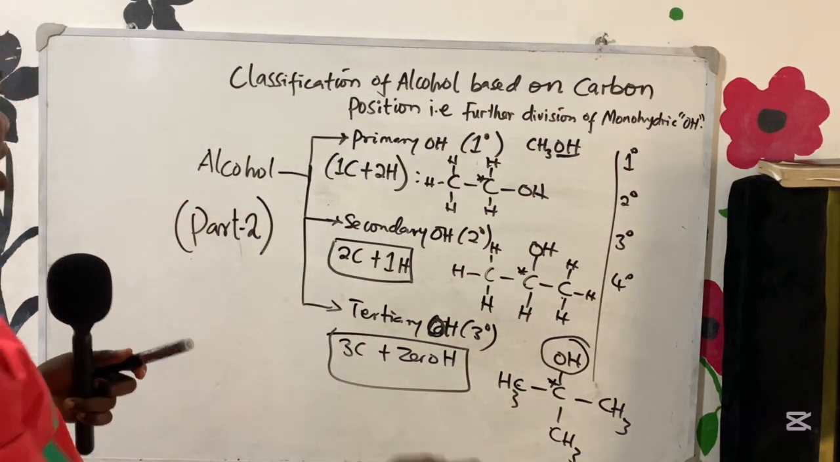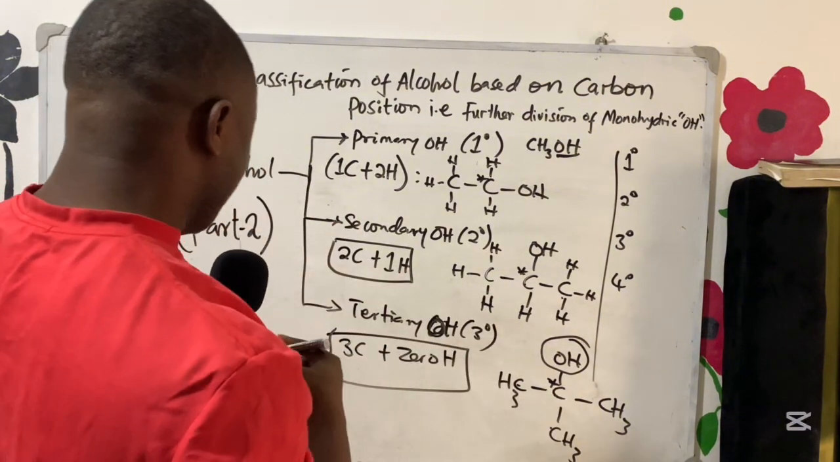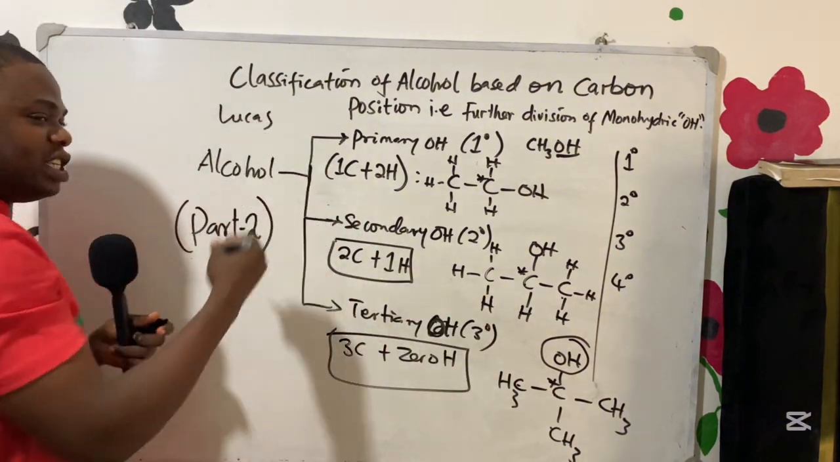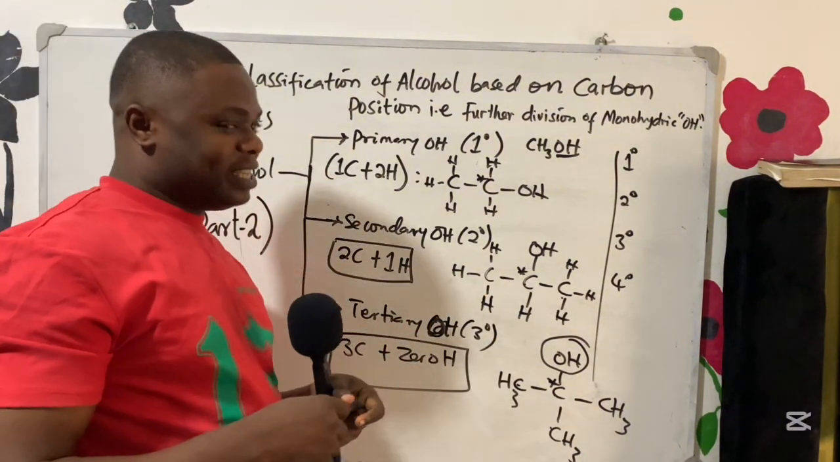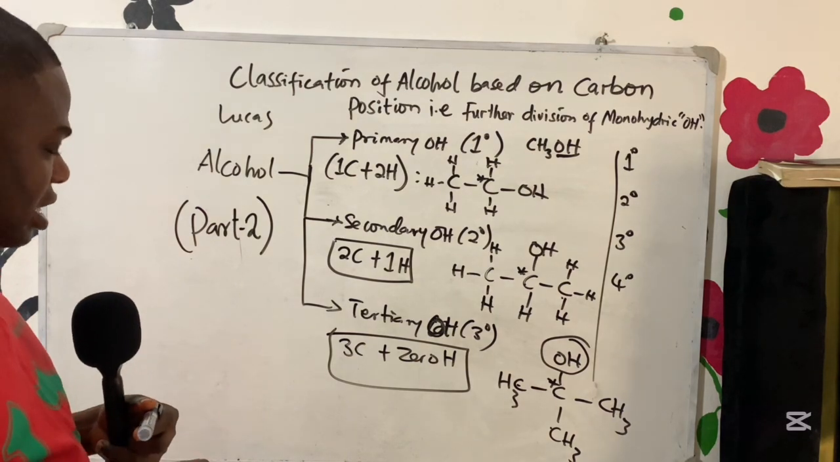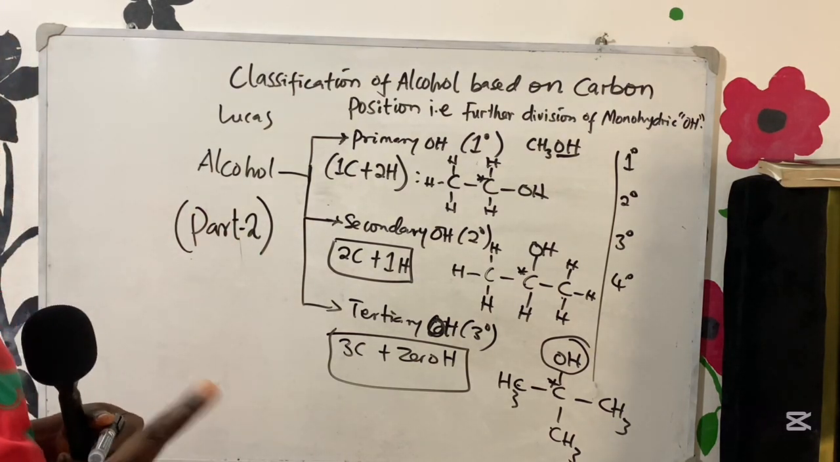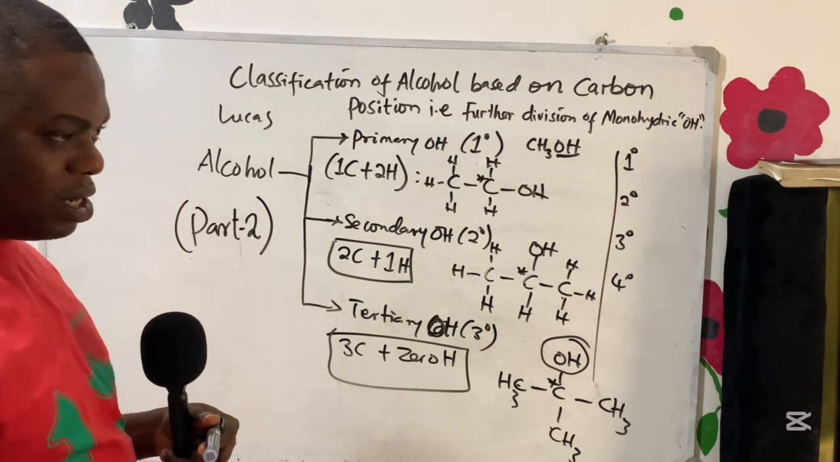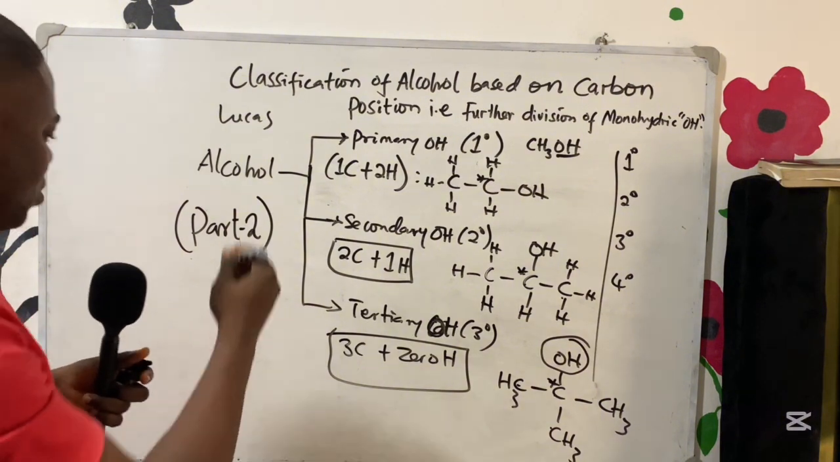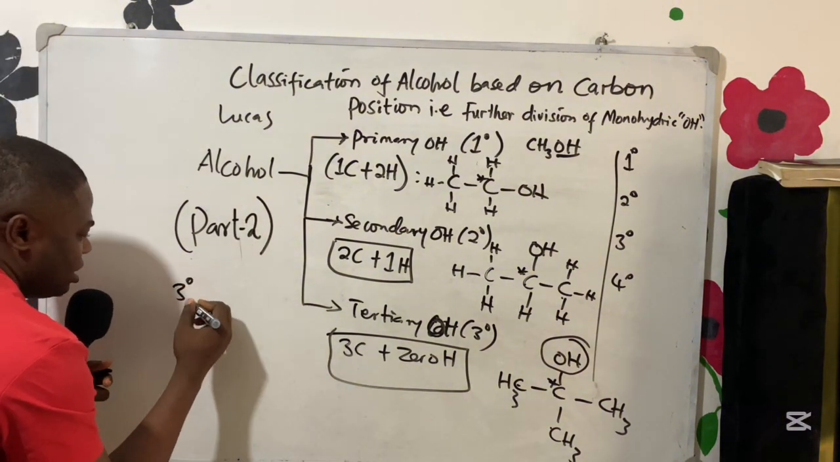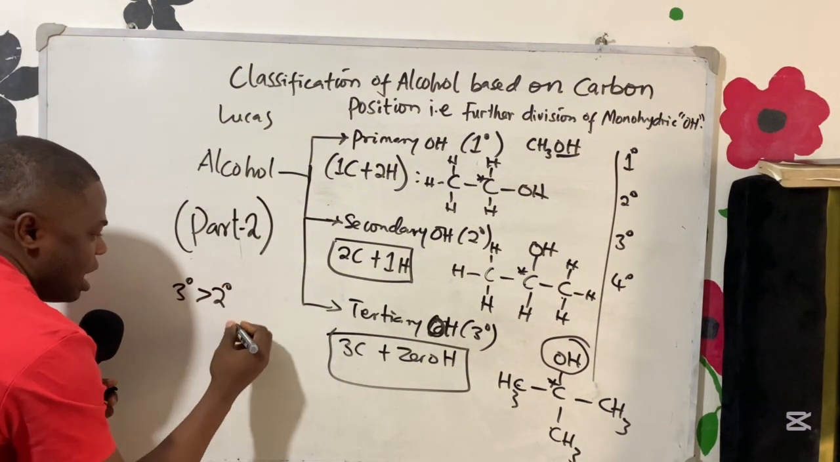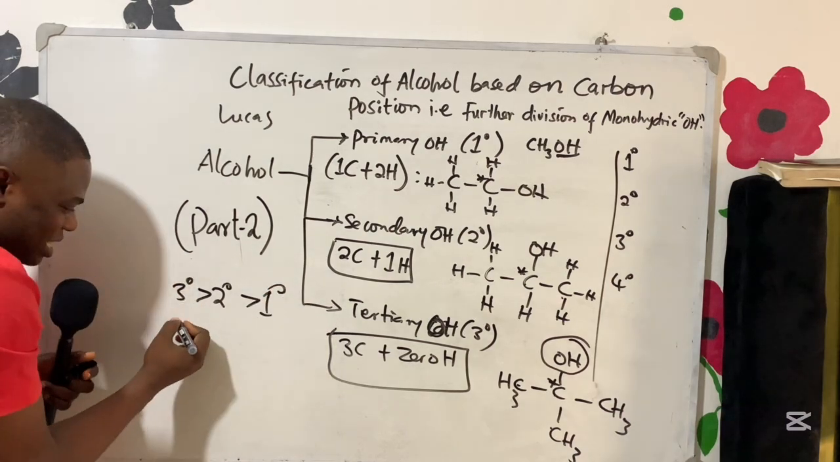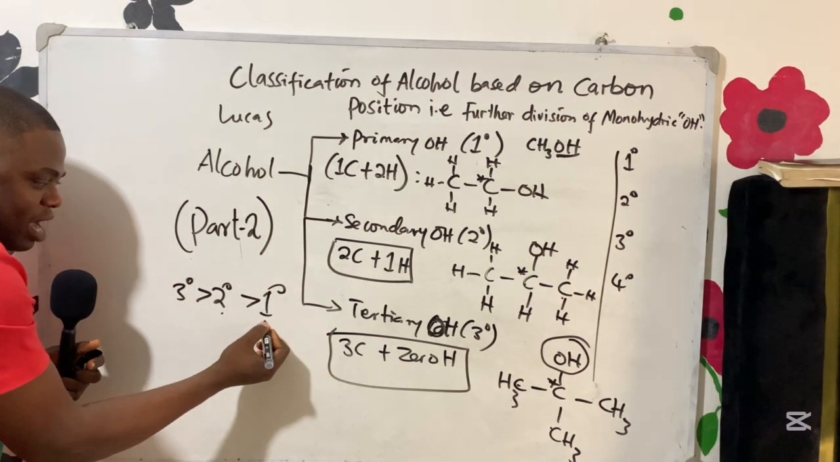Don't forget that this classification can be differentiated in the laboratory using what we call Lucas reagent, which is a mixture of anhydrous zinc chloride and concentrated hydrochloric acid. You can also separate them using what we call Jones oxidation or chromic anhydride test. With Lucas reagent, remember, tertiary reacts most easily, followed by secondary, and the least is primary. Tertiary will react instantaneously, secondary will take like 5 minutes to react, while primary will take like 30 minutes.